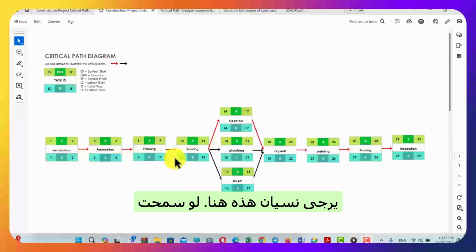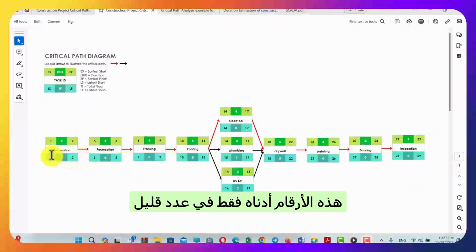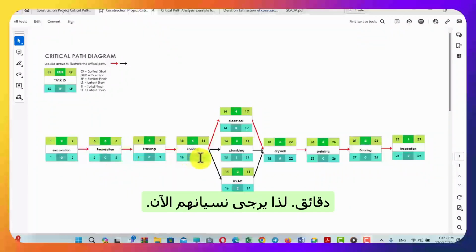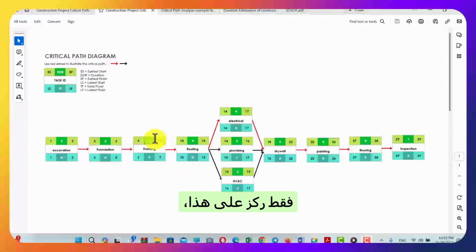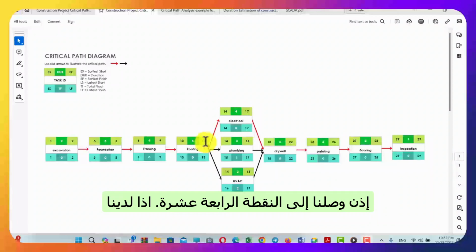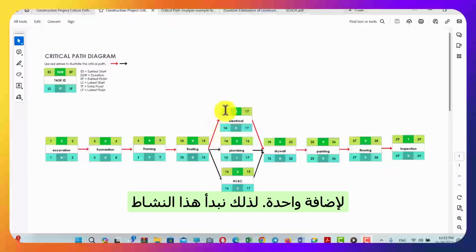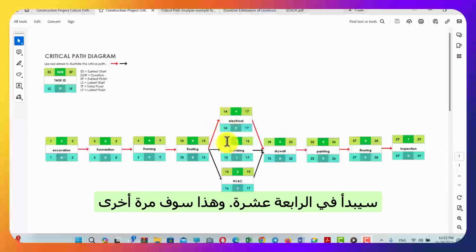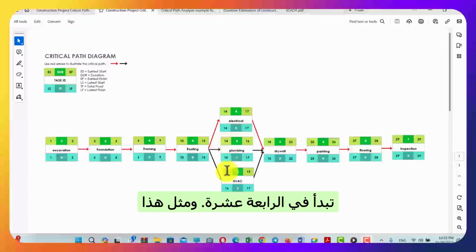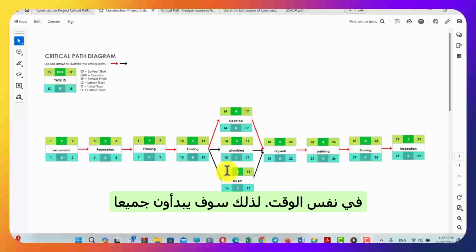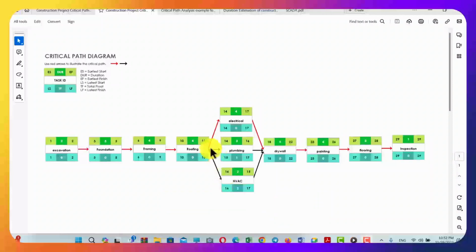Please forget about these numbers now. I'll come back to them down below in a few minutes. Just concentrate on what we call the forward path. So here we reach 14, so we have to add 1. This activity will start on 14th, this again will start on 14th, and similarly this, all of these 3 activities will start at the same time. So they will all start on the 14th week, which is 13 plus 1.